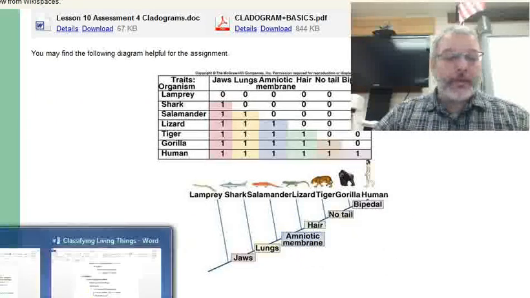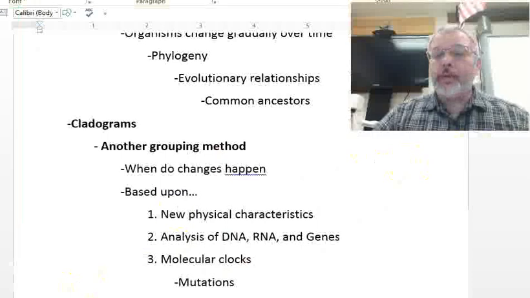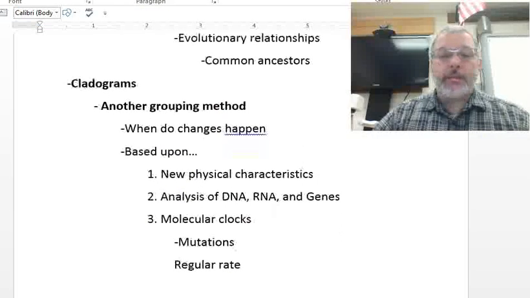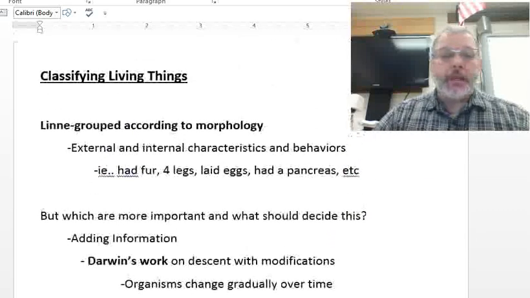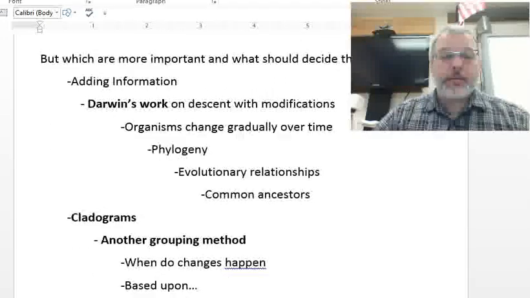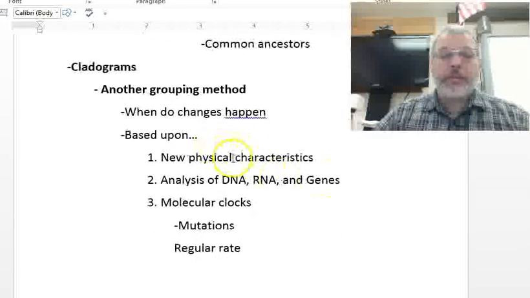So if we go back to the notes, okay, so how do they come to that? How do they make this cladogram? First of all, it still goes back to the work of Linné, which said morphology. So physical characteristics. So what do they have for organs? What do they have for external characteristics? What are some of their basic behaviors that they have? And let's group them with that first. And then let's look at DNA and RNA and genes.